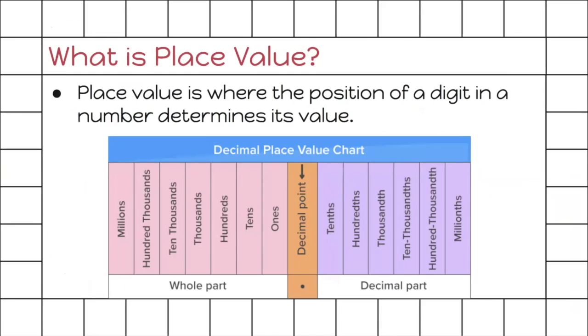So what is place value? Place value is where the position of a digit in a number determines its value, and we have it going from the whole part with the millions all the way to the decimal point and to the decimal part.